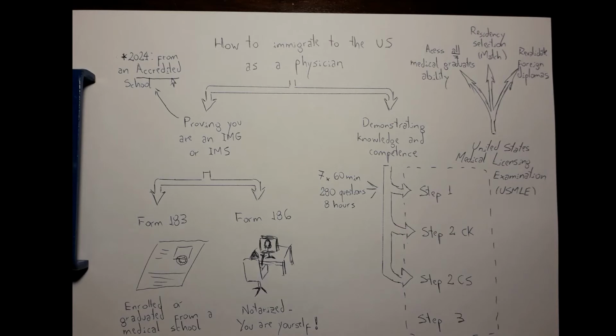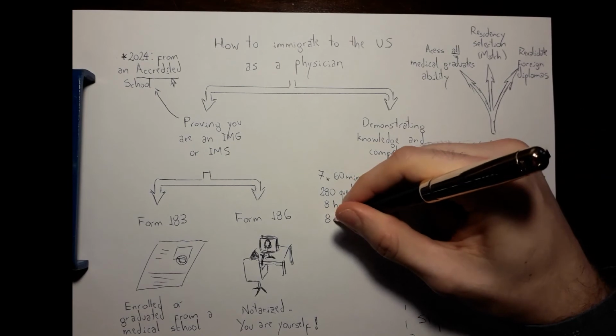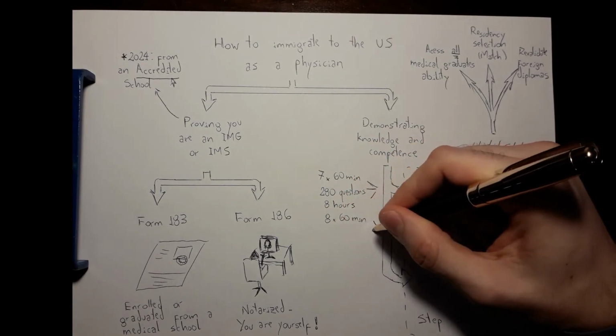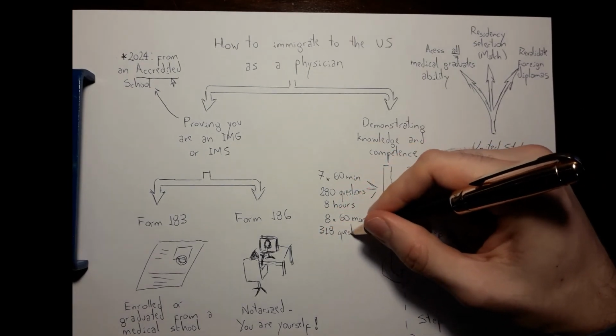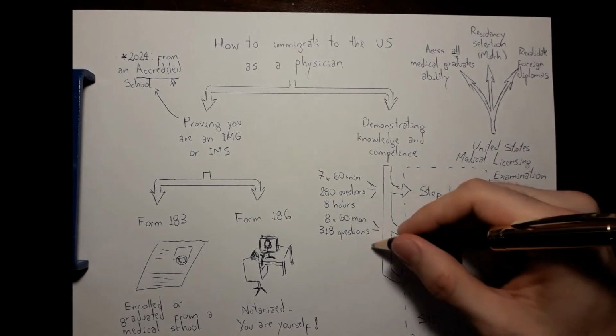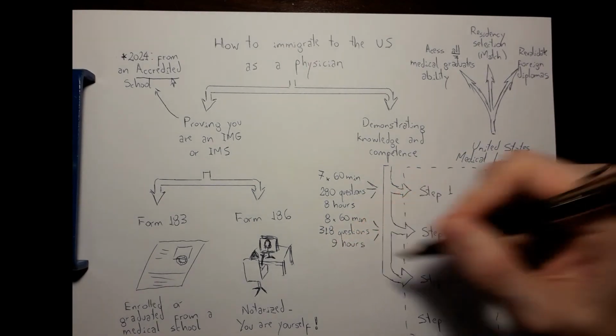Step 1 grades are particularly important because they are used as a cut-off for various residency programs, meaning that if you have scored below, for example, 240, you may be out of a series of programs already. Step 2 has 8 one-hour blocks, amounting to 318 questions and 9 hours in total with a 1-hour break.